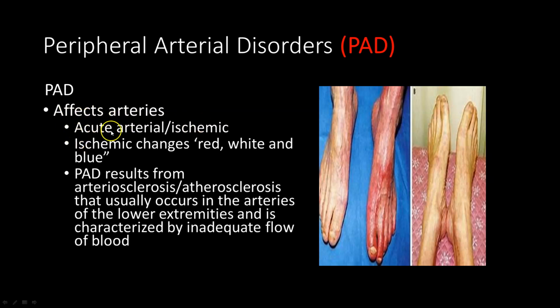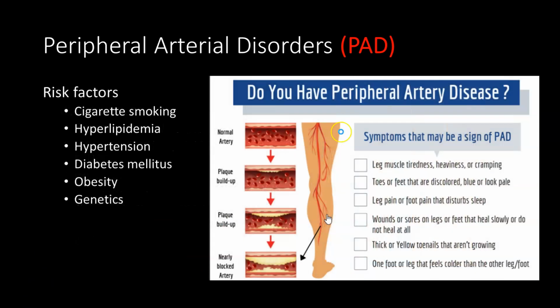So we can have issues that are either acute or ischemic. You have color changes, red, white, or blue. We know that PAD is just a process from arteriosclerosis and atherosclerosis, and it's going to produce a decrease in perfusion to the lower extremities. Risk factors are pretty much the same. Nothing really changes from any of the other cardiac disorders: cigarette smoking being a big one, cholesterol, lipids, fat, diet, lack of exercise, hypertension, other underlying comorbidities, diabetes, COPD, obesity. Genetics can also play a role.